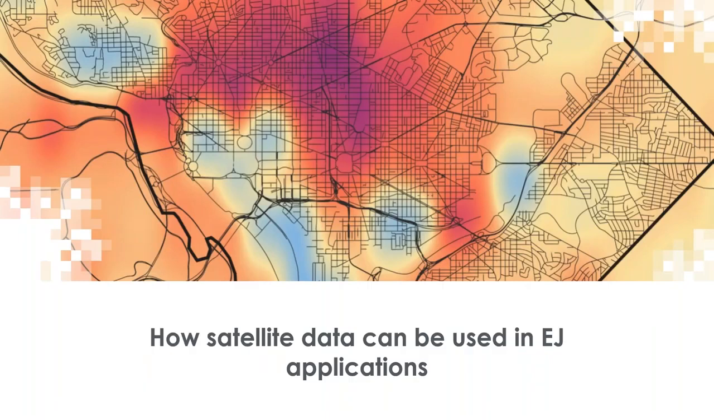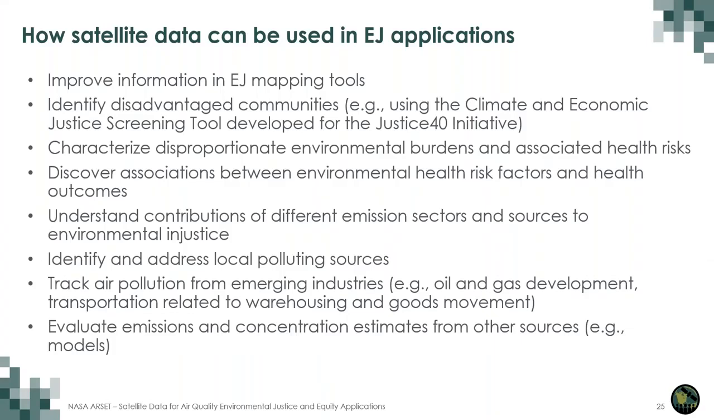How can satellite data be used in environmental justice applications? I challenge all of you to think about what are the environmental justice questions that you are posing in your work, whether you're in research, whether you're in practice, in policy, in action. What are the questions that you have, and how can satellite data be used to address those applications? Here I've just given a few examples, but this is really just scratching the surface. Satellite data can improve information in environmental justice mapping tools.